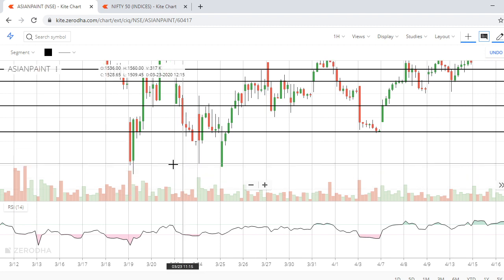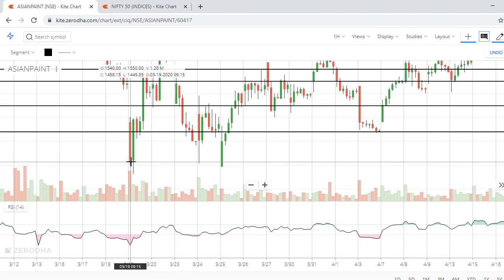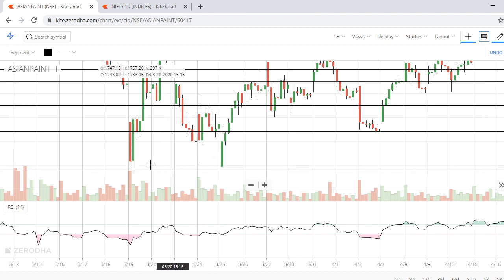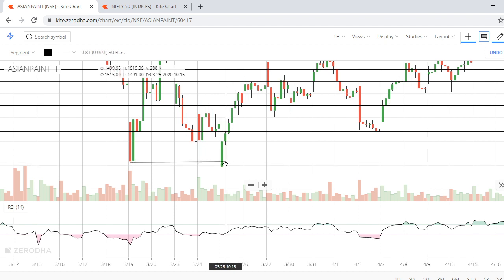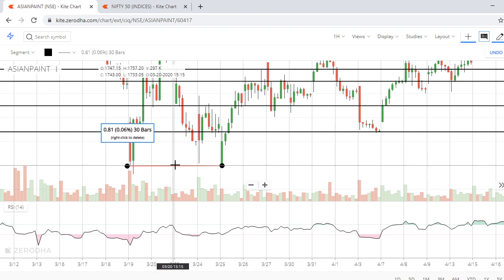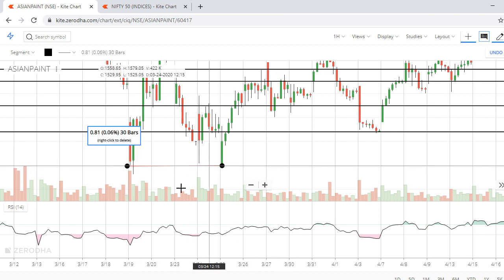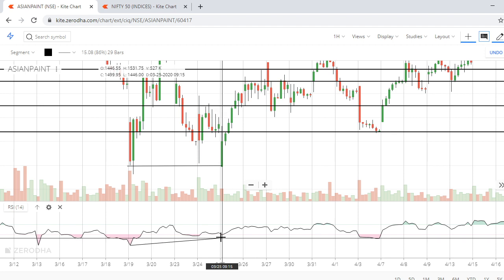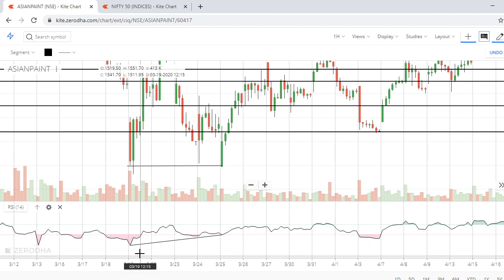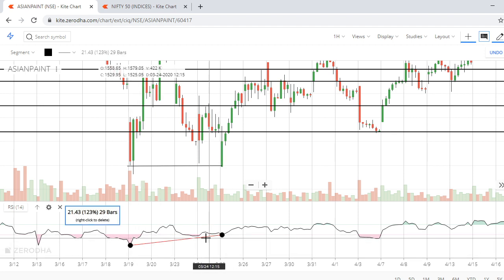Now if you look at this, see, 19th of March, somewhere around 1460, and more or less the same level. Look at these two, both are almost at the same level, a double bottom. But if you look at the RSI, beautifully there is a divergence.